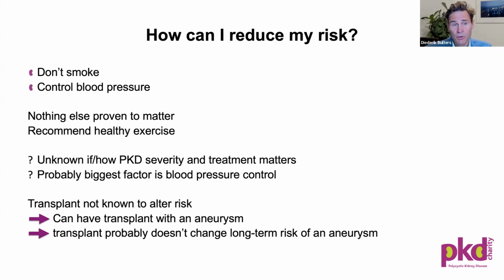The other question that comes up is transplants and how that affects things. And that can act in two directions, neither of which are known to be an issue. First of all, you can have a transplant with an aneurysm, either because it's small and doesn't need treating, or because it's big and you have treated it. Also, if you have a transplant, it probably doesn't change the long-term risk of your aneurysm rupturing. So the two are relatively independent.